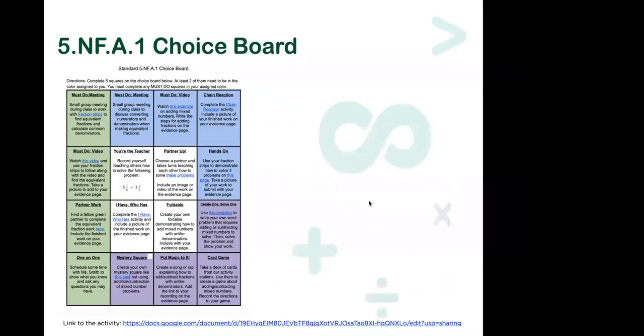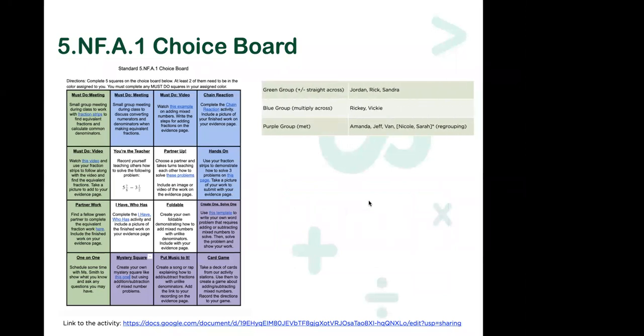So if you look at this concept, you have the choice board. The directions tell the students that they need to complete 5 squares on the choice board, and at least 2 of them need to be in the color assigned to them. So it's the same color coordination as what we looked at with the playlist on the previous screen.